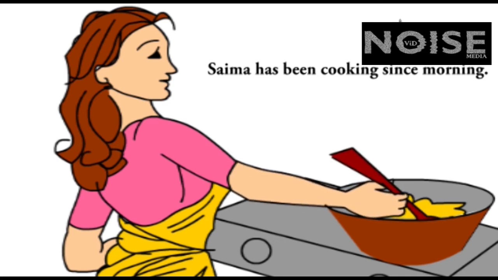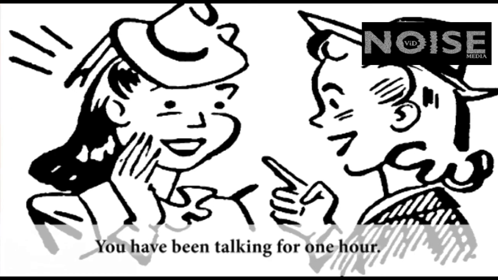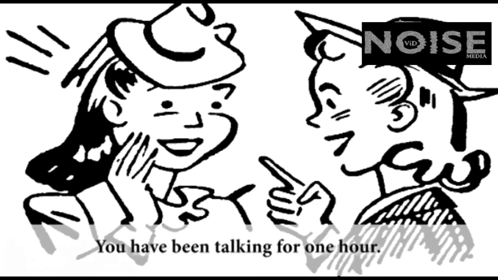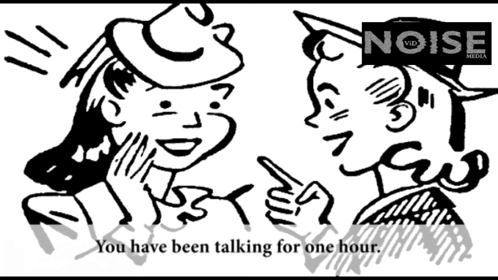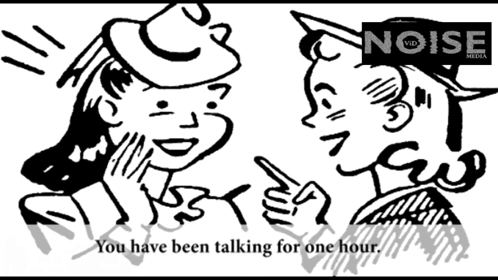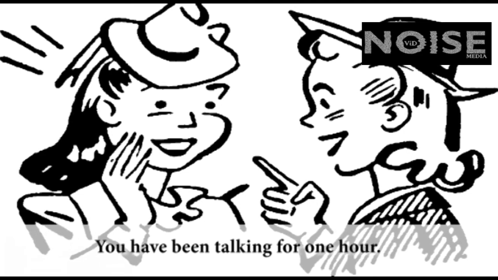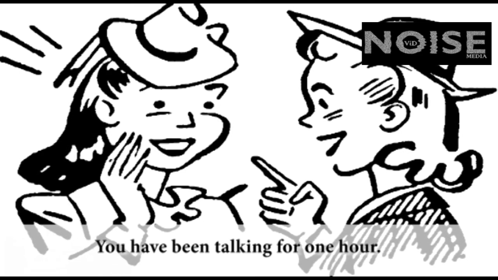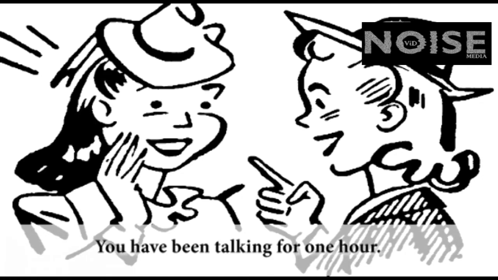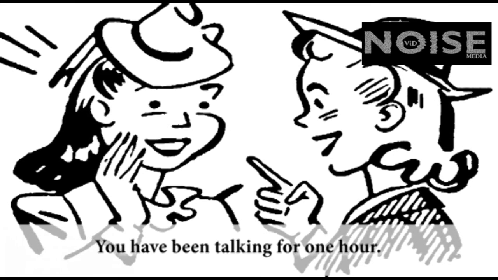Some more examples. You have been talking for 1 hour. Here we are not saying since 1 hour because we are not sure which 1 hour. When we are definite, we say since. For example, we say you've been talking since 1 o'clock, since 5 o'clock, but for 2 hours, for 3 hours.